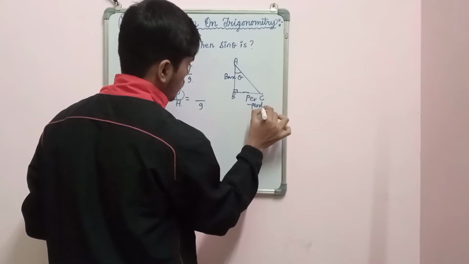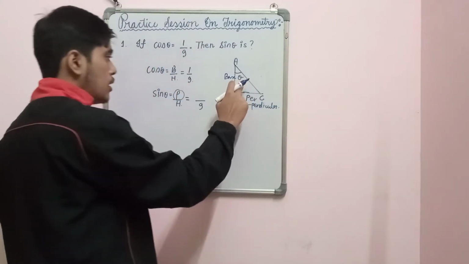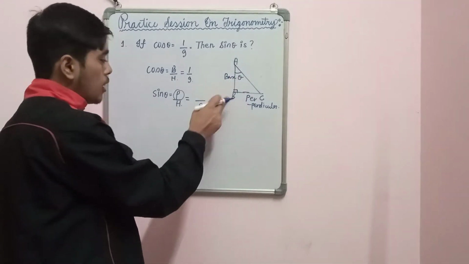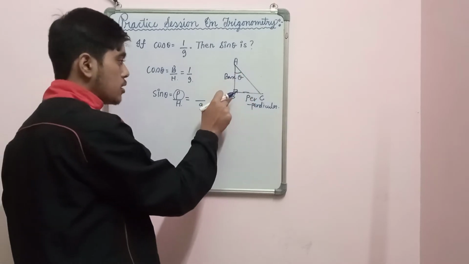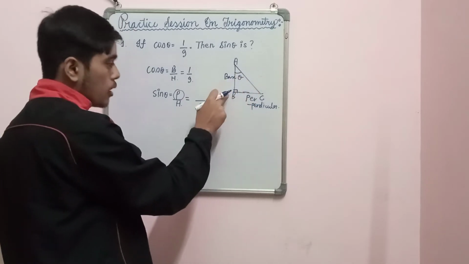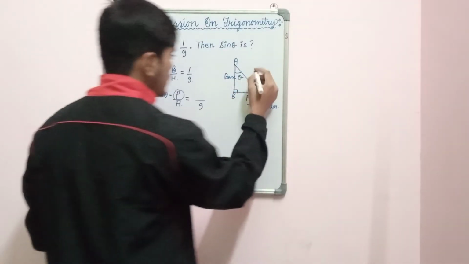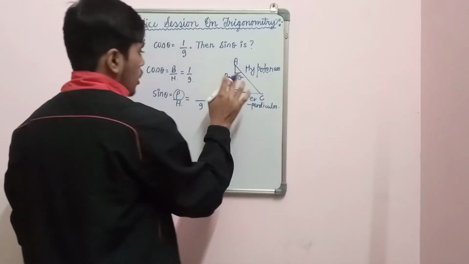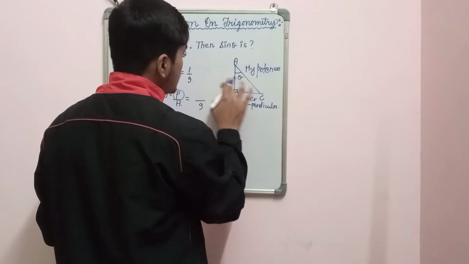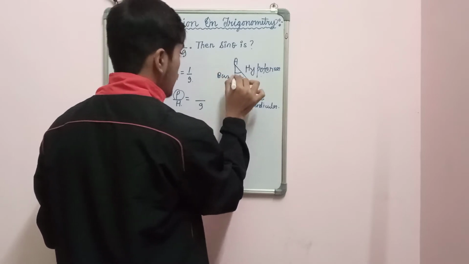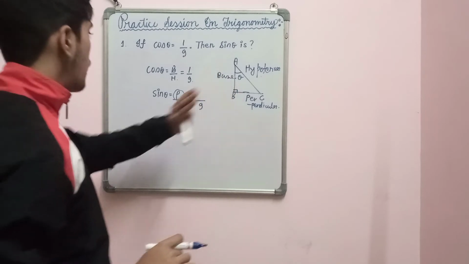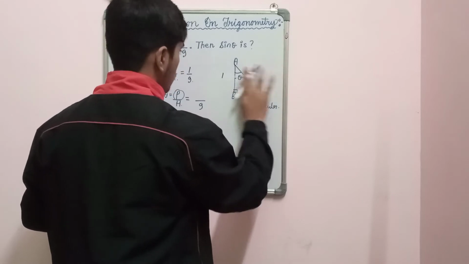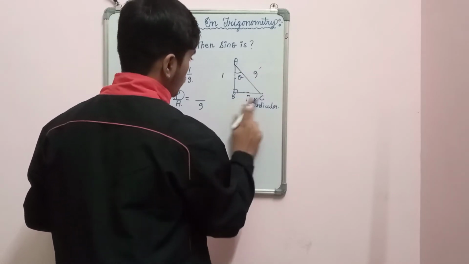You know that the perpendicular is opposite to the angle, and the side which is opposite to the right angle is the longest side, and this longest side is known as hypotenuse. And the side through which the angle is attached is known as base. This I have taught in the last video. So here we have been given base as 1, and hypotenuse is 9, and we have to find the perpendicular.